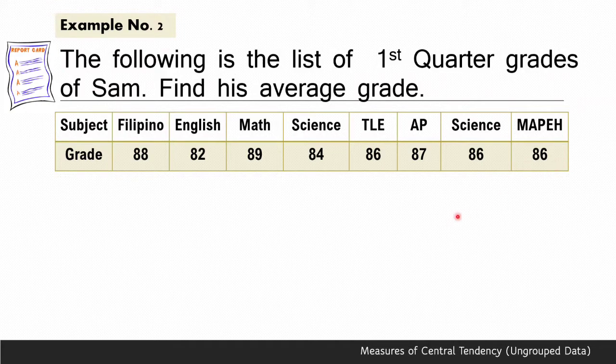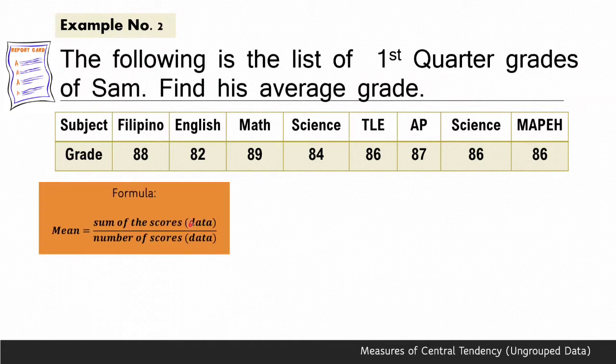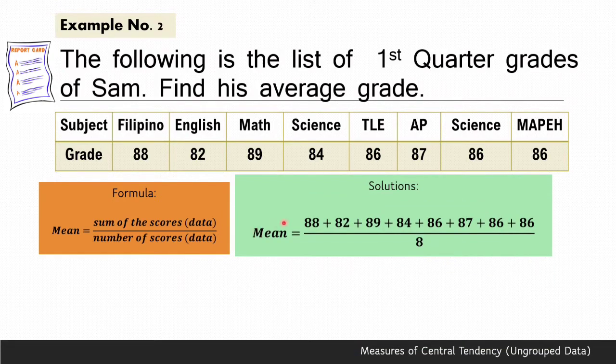So to get the average, of course, we have to use again the formula. And now we have to add all the grades. The 88, 82, 89, 84, 86, 87, 86, 86. Now, you may use your calculators in order to compute for the mean. Yes, you heard it right. You are allowed to use your calculators here.